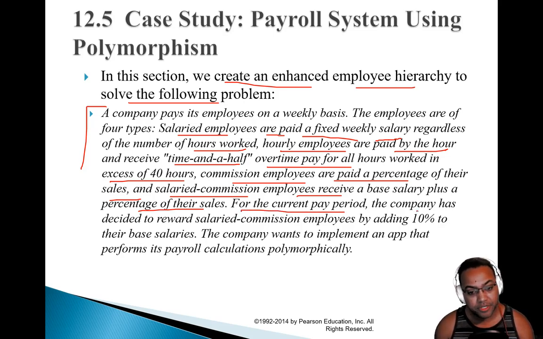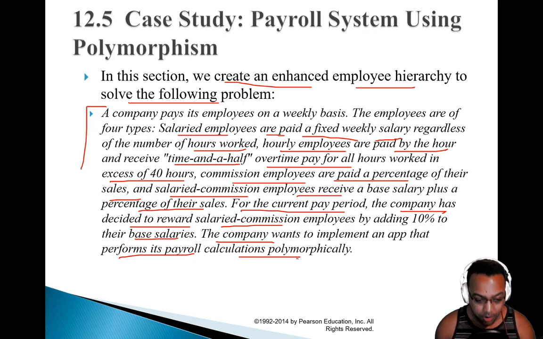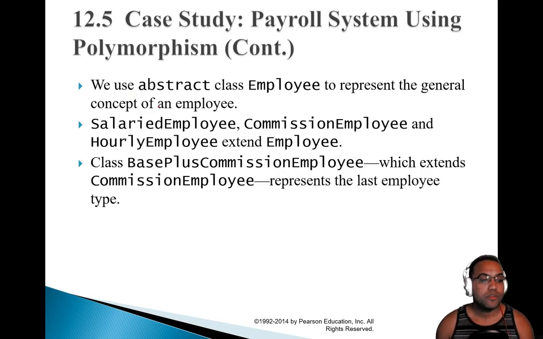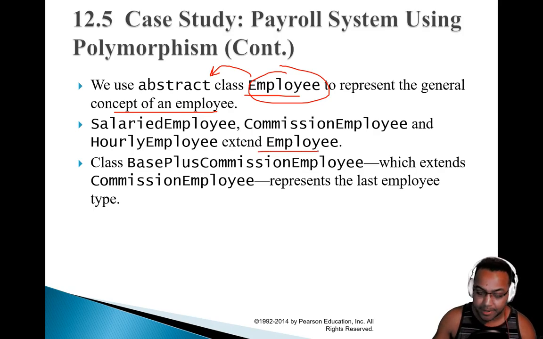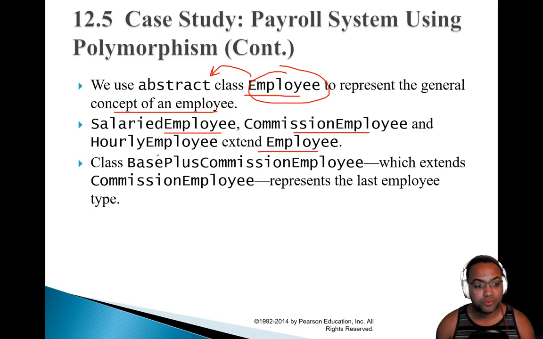For the current pay period, the company has decided to reward salaried commission employees by adding 10% to their base salaries. The company wants to implement an app that performs its payroll calculations polymorphically. We use abstract class Employee to represent the general concept of an employee. So, the Employee class is going to be abstract. And Employee will be inherited by SalariedEmployee, CommissionEmployee, and HourlyEmployee. Class BasePlusCommissionEmployee, which extends CommissionEmployee, represents the last employee type.